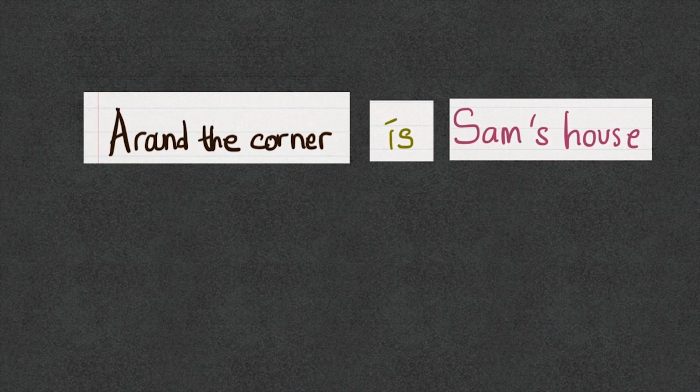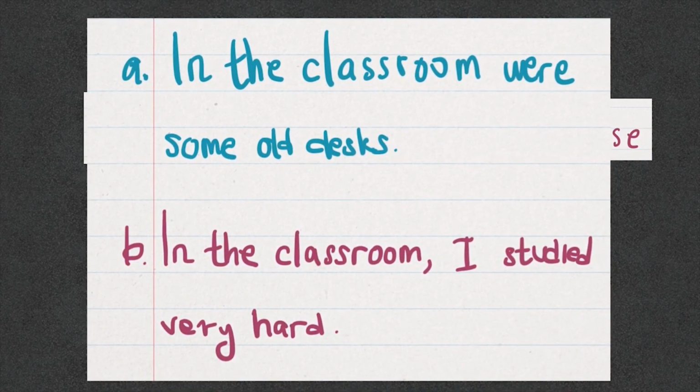You need to be careful because not all place expression situations can cause inversion. Let's see these 2 sentences. In sentence A, the place expression is an essential part to complete the sentence, so the sentence can be inverted. But for sentence B, the place expression is only additional information, so it cannot be inverted.